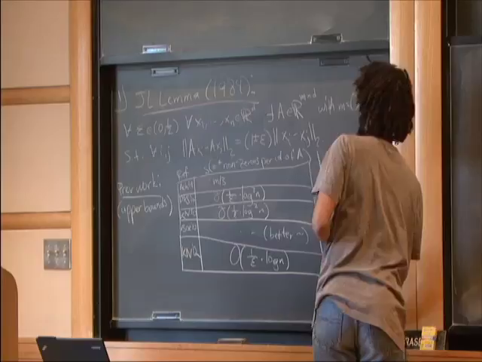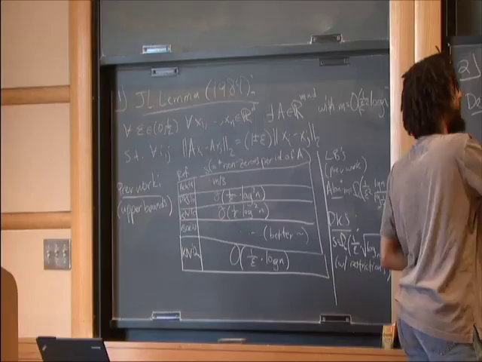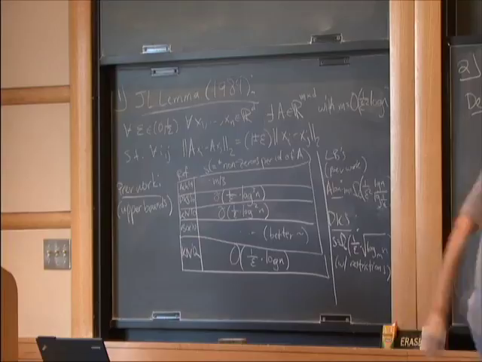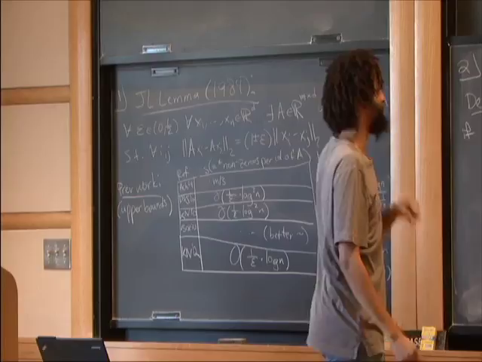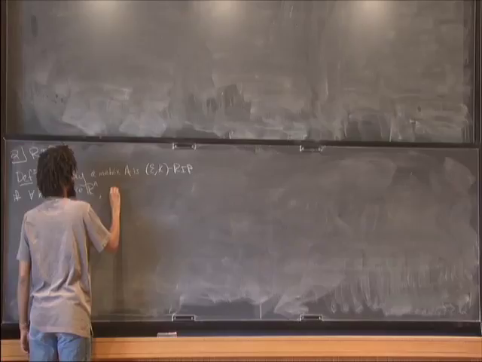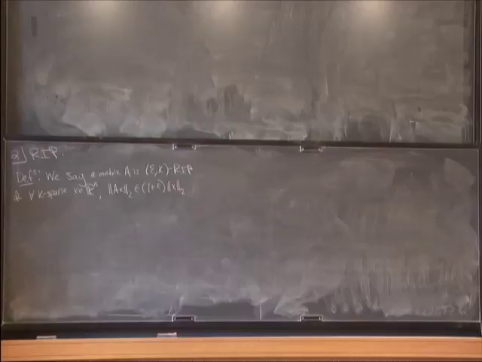So that's the JL lemma. The second thing is RIP. So definition. We say a matrix A is epsilon, K RIP if for all K-sparse vectors x in R^n, we have the L2 norm of Ax is in the interval 1 plus or minus epsilon times the L2 norm of x. So it's a lot like the JL lemma, where this set of vectors x1 up to xn is an infinite set of all the k-sparse vectors.